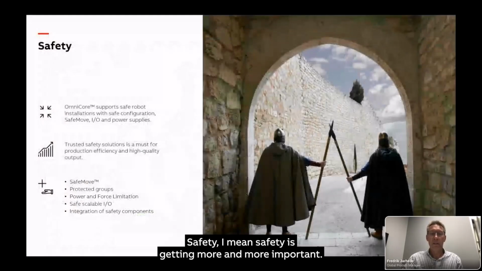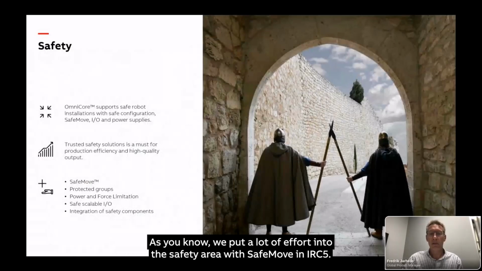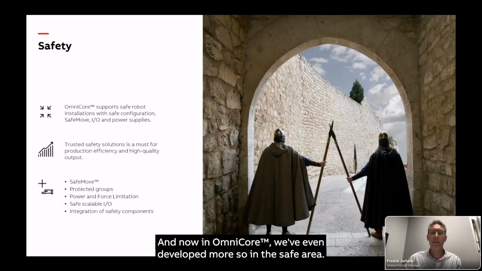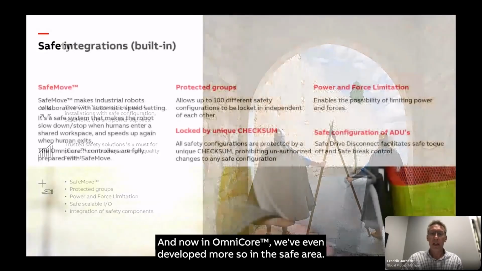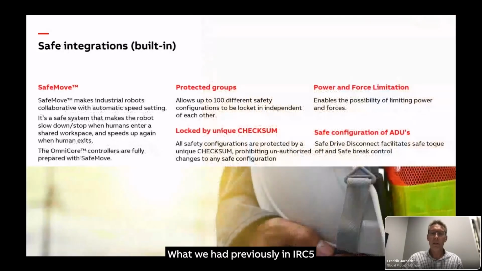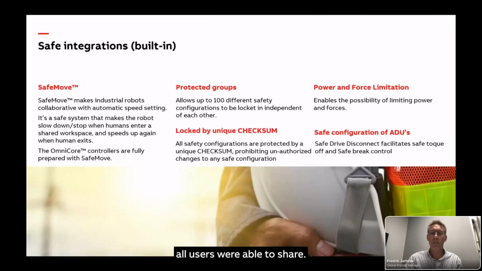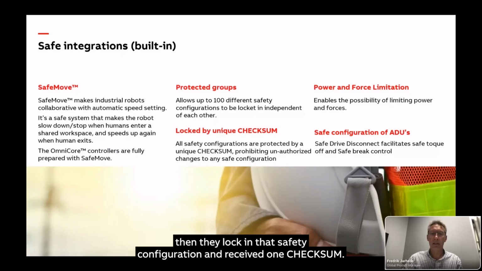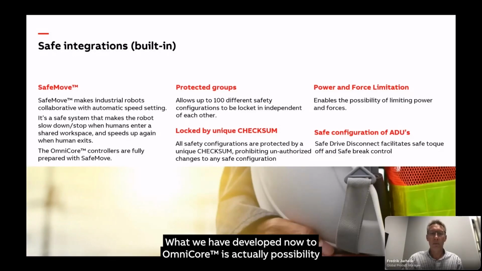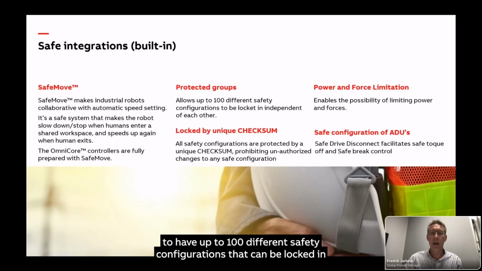Safety. Safety is getting more and more important. As you know, we put a lot of effort into the safety area with SafeMove in RC5. And now in OmniCore, we have even developed more. So in the safe area, what we had previously in IRC5 was one safe configuration that all stakeholders, all users were able to share. And when they were done with the safety configuration, then they lock in that safety configuration and received one checksum.